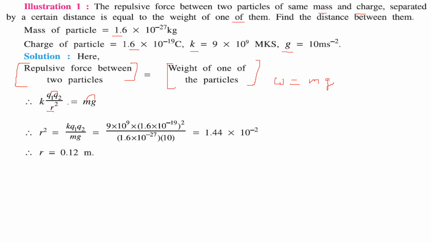So what do you get? Take R on one side, others on the other side. Since they have the same mass and same charge, you just have to put this K, which is given, Q1, Q2 given, M given, G given, and we are taking G as 10 meter per second square. R can be found by taking the square root of this number. So R is 0.12 meter.